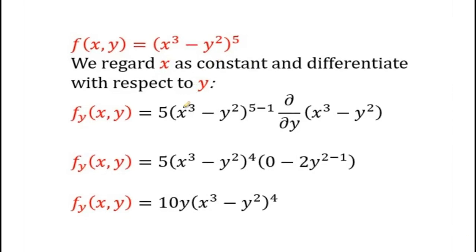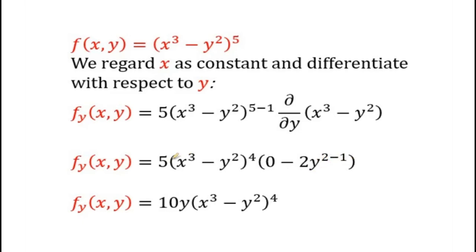So 5 times (x cubed minus y squared) to the power 5 minus 1, and further the derivative of this function with respect to y without the power. We regard x as a constant, that's why the derivative of x cubed, which is a constant, is equal to 0, and the derivative of y squared is 2y to the power 2 minus 1.